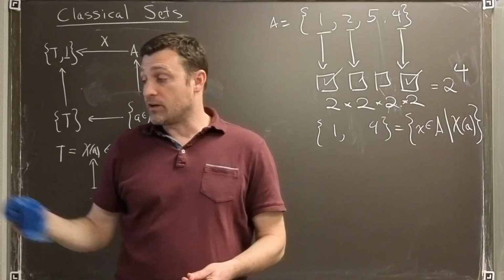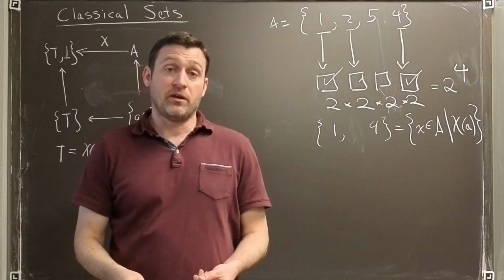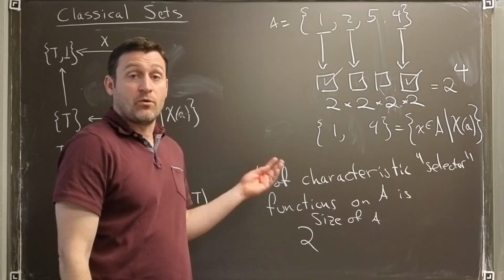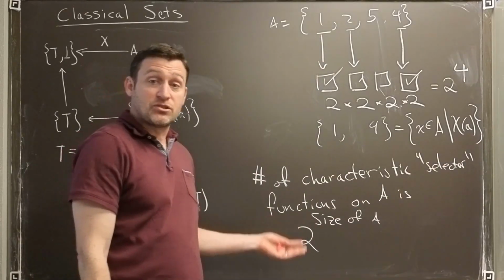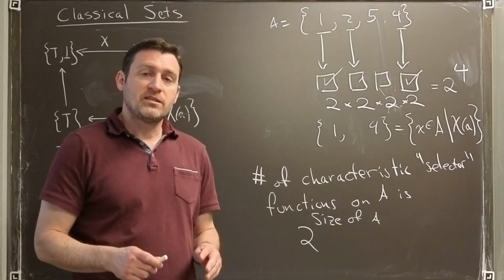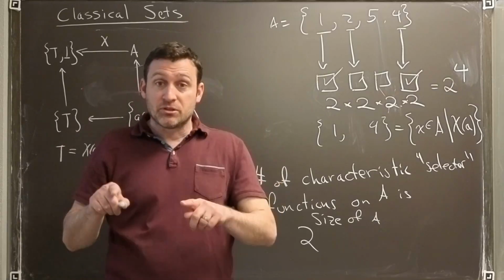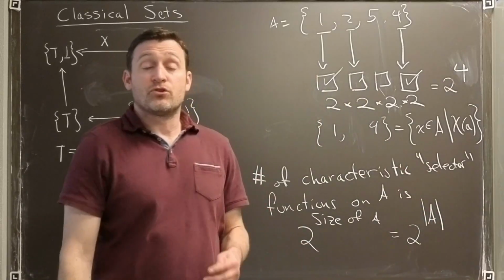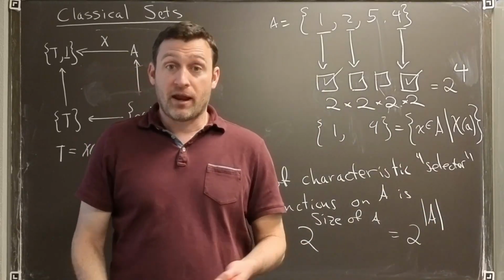The result is this. The number of selector functions in a classical set theory is 2 to the size of the set we start with. So the characteristic functions number as much as 2 to the size of A. This is worth some notation. The size of A is often written with an absolute value sign to indicate that we want a number out of A. The term you'll see in books is cardinality.